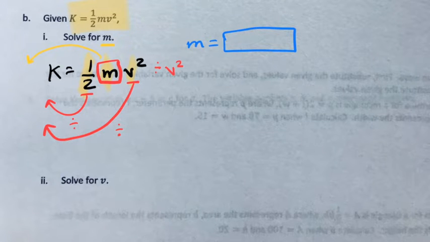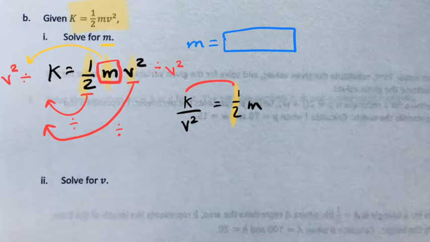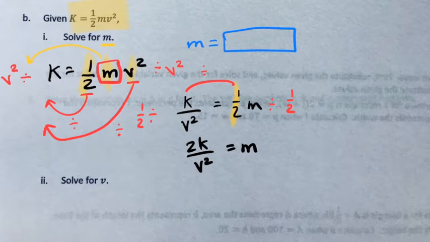So what would that look like? Well, that would look like dividing by v squared. So if I were to rewrite that, it would be k divided by v squared equals 1/2 m. Now I have to go ahead and move this 1/2 to the other side by also dividing. So I'm going to divide by 1/2. And so that would give me 2k over v squared equals m.